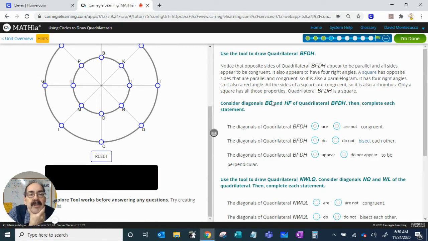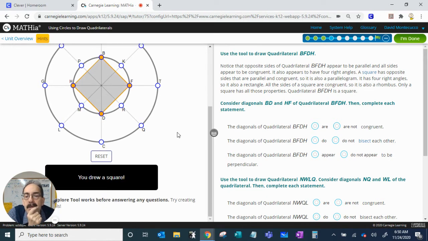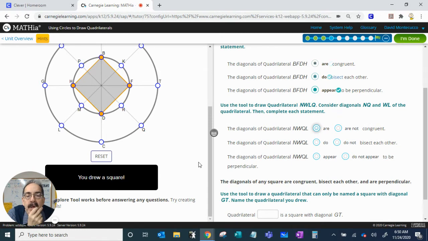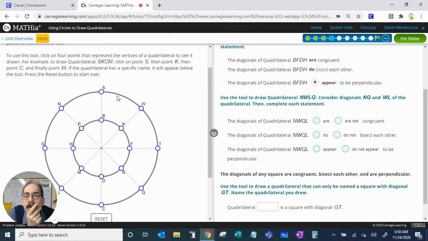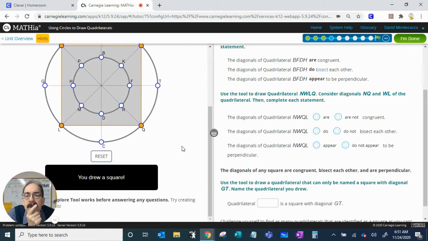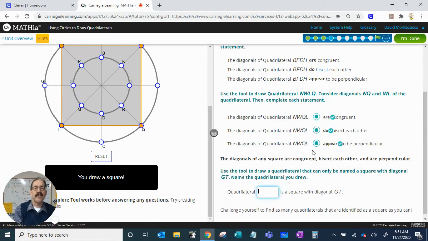Okay. So BFDH. B, F, D, H. Ooh, that's a square. Yeah, we drew a square. So they are, and they are. NWQL. Hey, a square. Yes, yes, and yes. Everything is perfect.